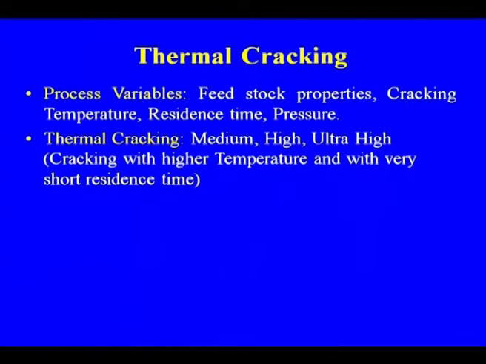In case of thermal cracking, what are the process variables? Feedstock property, because that will play an important role in what type of product we are going to get after the cracking. Cracking temperature, residence time, pressure. Thermal cracking may be medium, high, or ultra. Ultra high cracking means cracking with high temperature and very short residence time, because the residence time plays a very important role in the cracking processes and in the formation of coke.